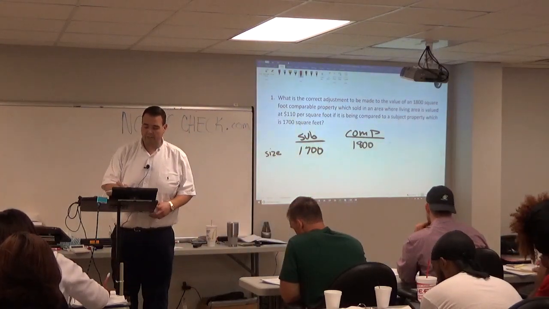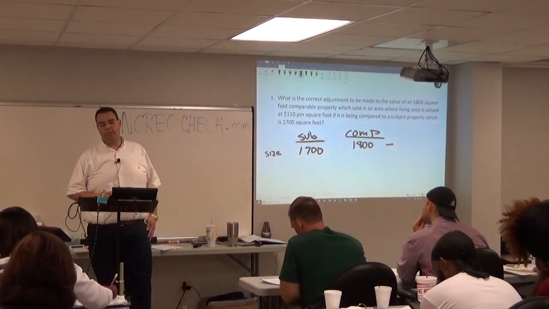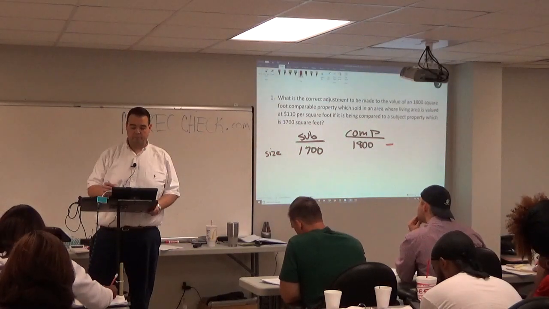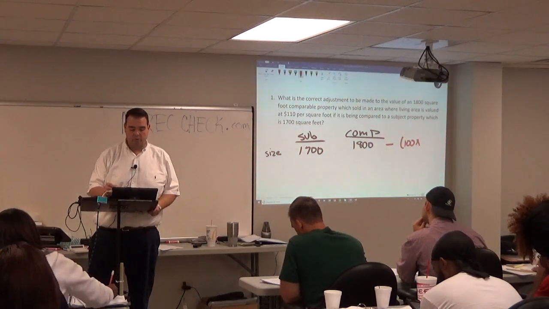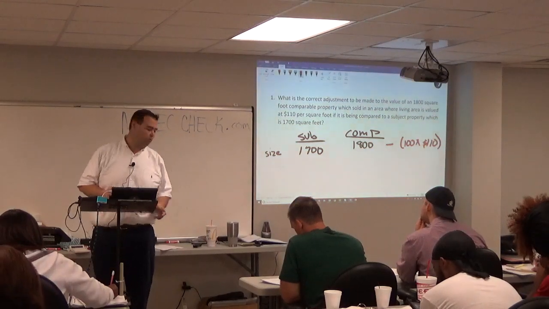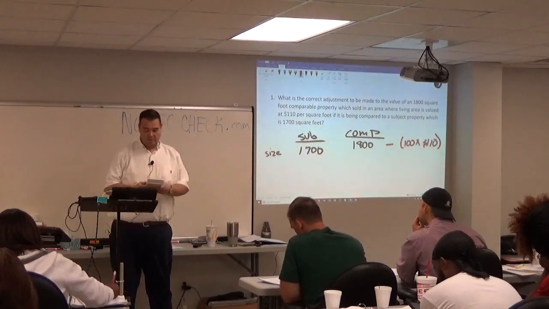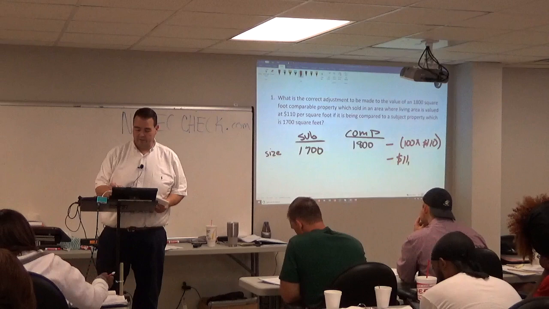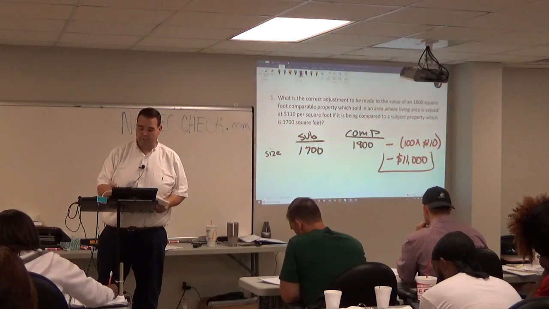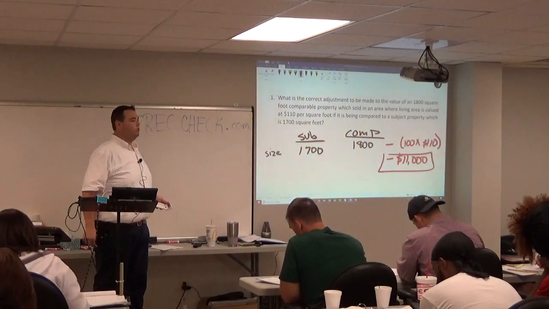So I'm going to put the negative sign here before I even do the math. And how many square feet do I need to adjust for? So it's going to be minus 100 times 110, right? Because they said it's 110 per square foot. $11,000. So that's a minus $11,000. And that's what they wanted to know, the adjustment. So our adjustment is negative $11,000. Is everybody okay on that one?